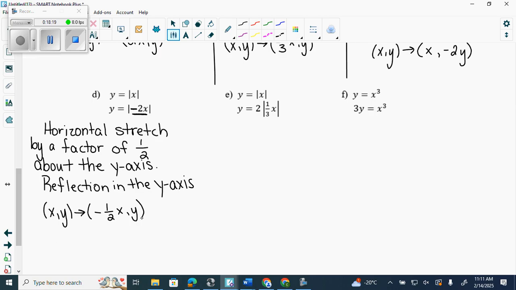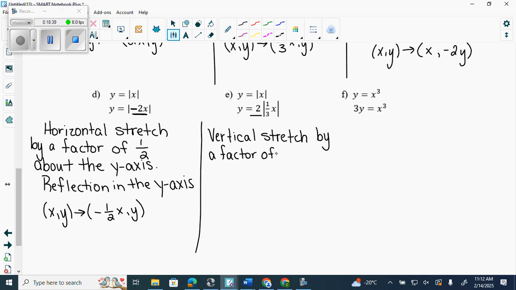E has a vertical stretch and a horizontal stretch. So we have the 2 in front. That is a vertical stretch by a factor of 2, it never flips, about the opposite axis. So it's a vertical, it's about the x-axis.